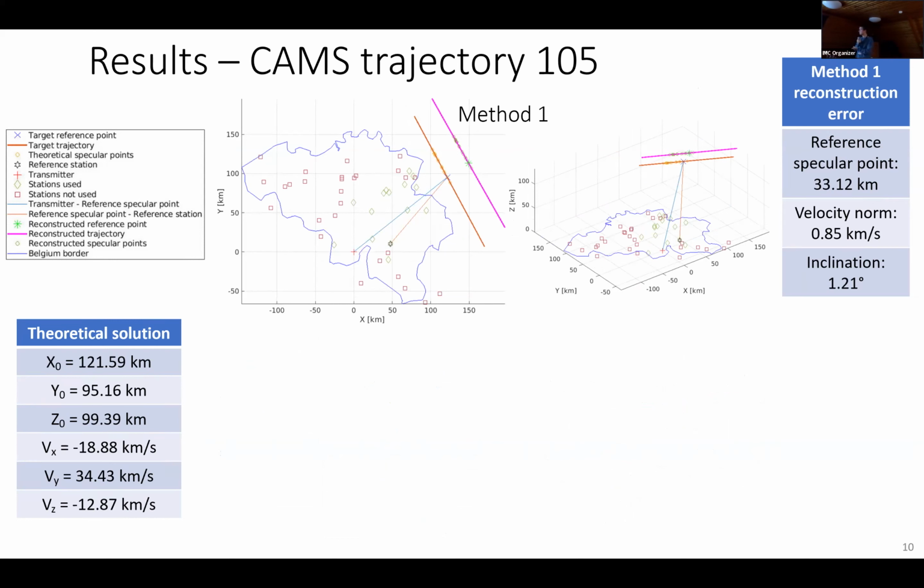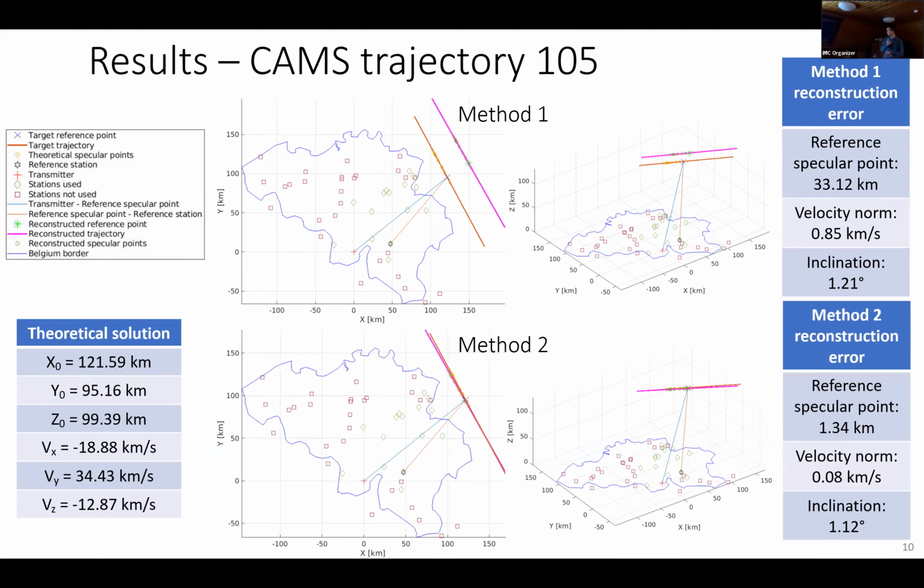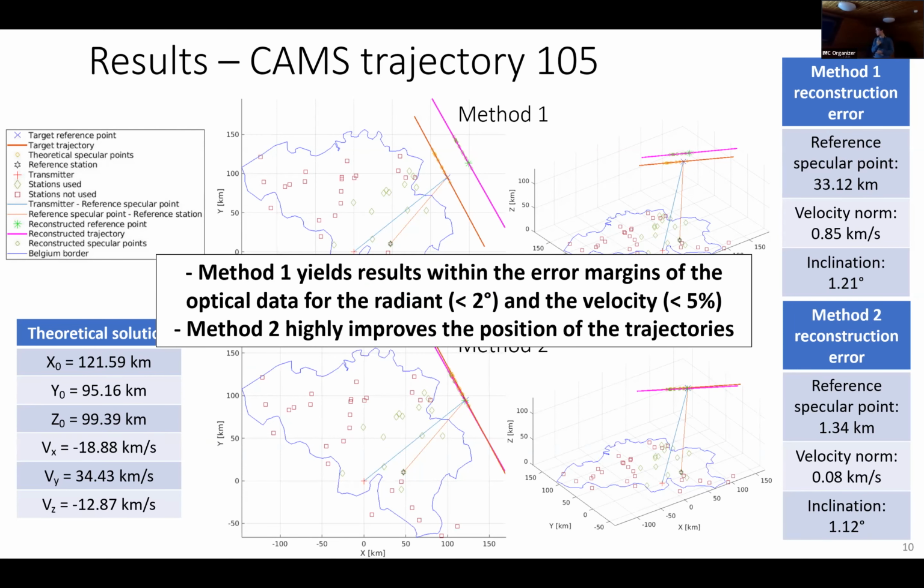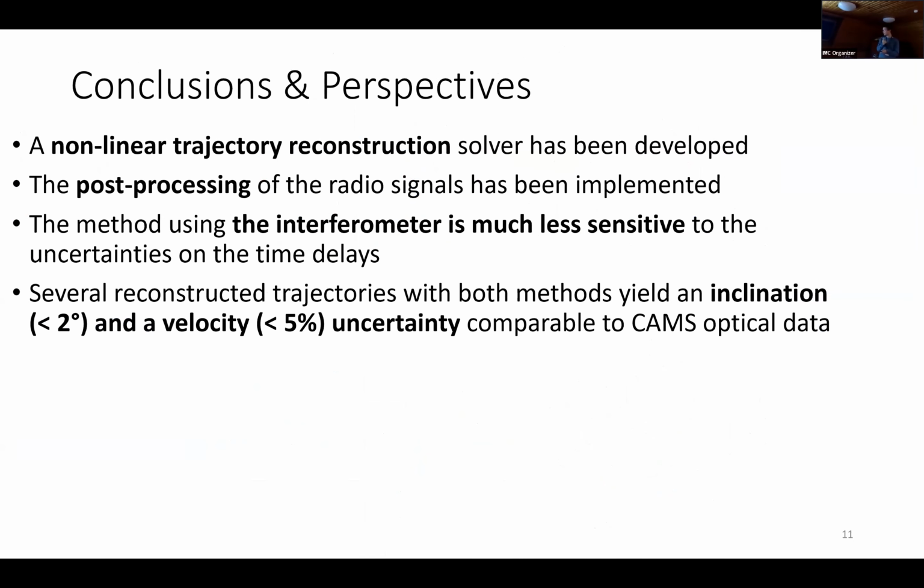You see typically the same behavior. So in terms of position, we are still far off with method 1, using time delays only. But again, the velocity and inclination are quite well retrieved. And with method 2, again, the match is much better. So that, again, shows that method 1 is satisfying if you want to get information about the radiant and the velocity. You have errors of less than 2 degrees, and in terms of velocity of less than 5%. But if you want information about the actual location of your meteoroid, then you need the interferometer.